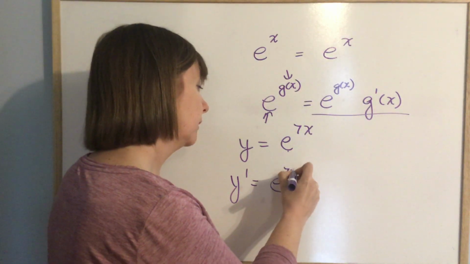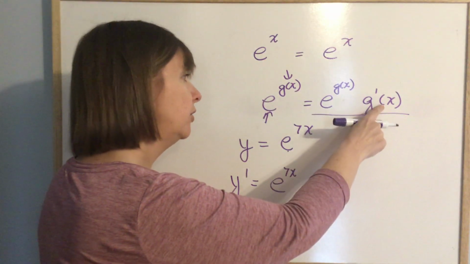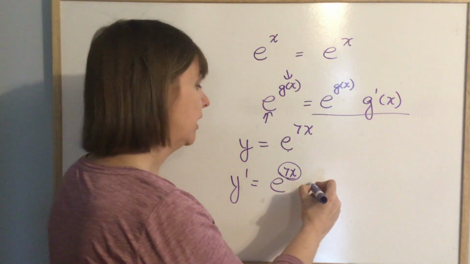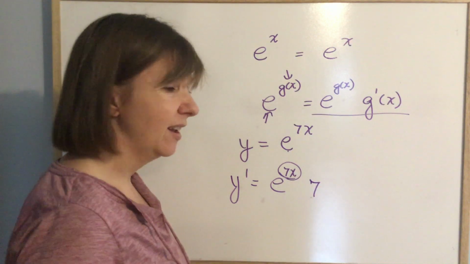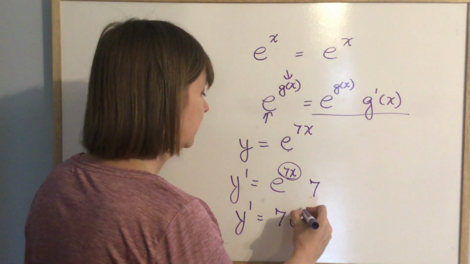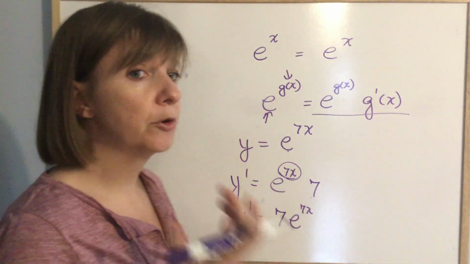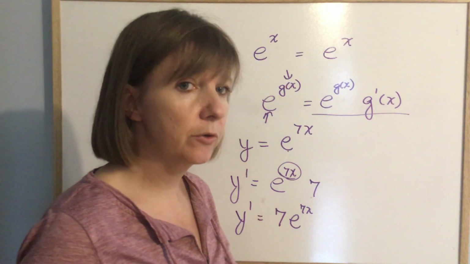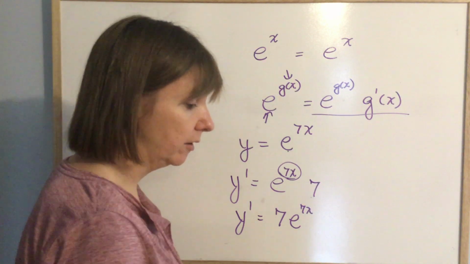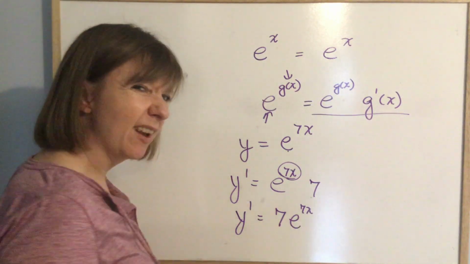And you leave the exponent alone. Once you've done that, then you find the derivative of whatever's up here. So what is the derivative of 7x? It's just 7. Now this is written kind of awkwardly, so I would write this 7e to the 7x. That is the derivative. Don't overcomplicate that. It's not that bad, okay? So they do that one second.